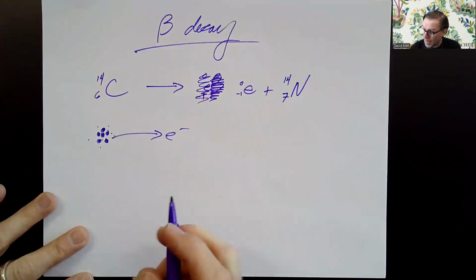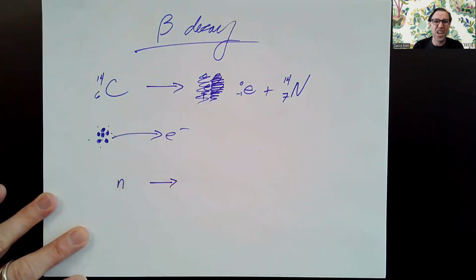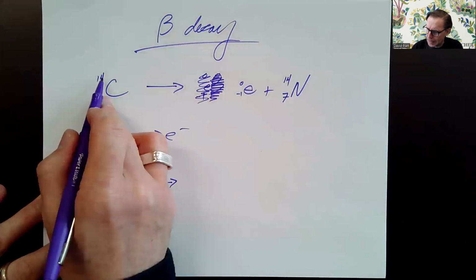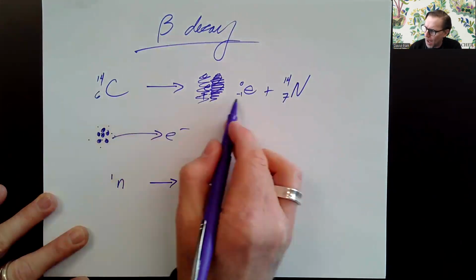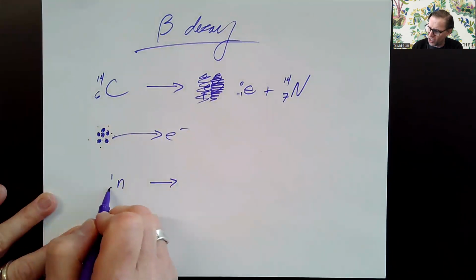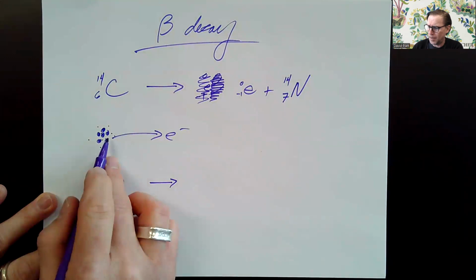It turns out that a neutron can decay into other things. A neutron. The thing that goes on the top is the mass. What's the mass of a neutron? 1. The thing that goes on the bottom is the charge. What's the charge of a neutron? 0. Okay. And so this neutron, right?